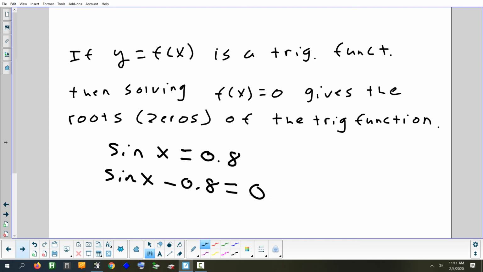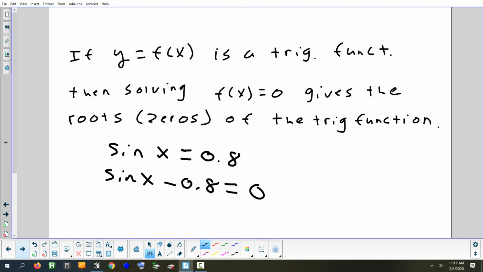Is that the same thing? What do you think, Eric? Yeah, I just moved the 0.8 to the other side.